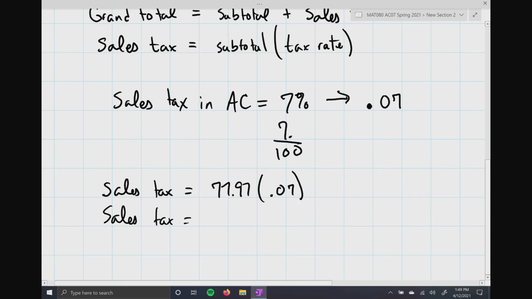Okay, did anybody happen to figure out what the sales tax is yet? $5.46. Oh, I love it. Thank you. All right.